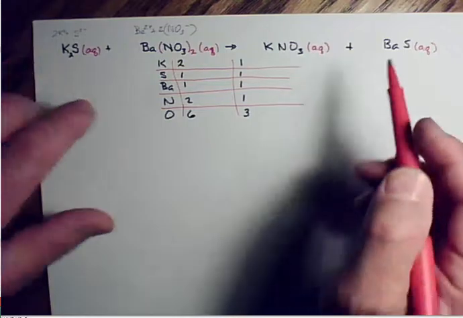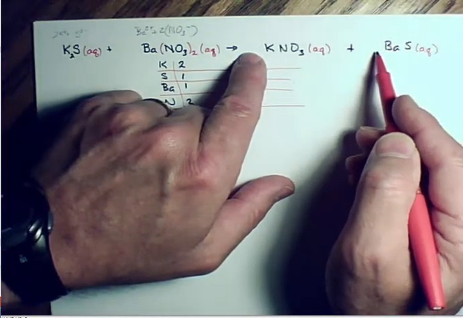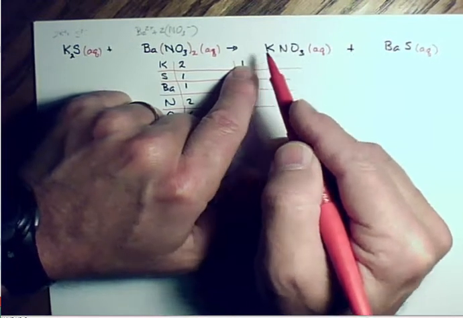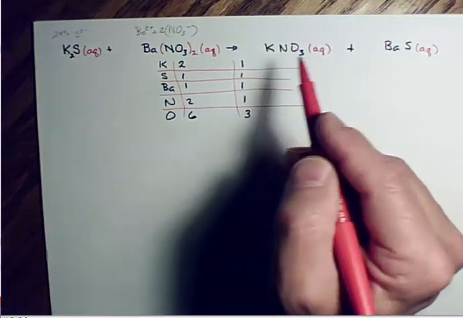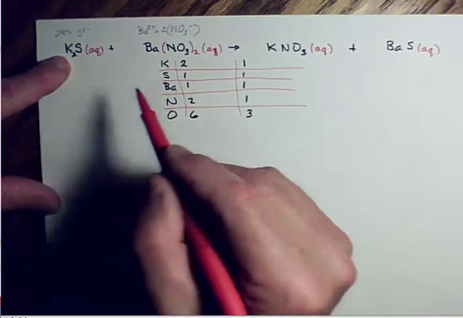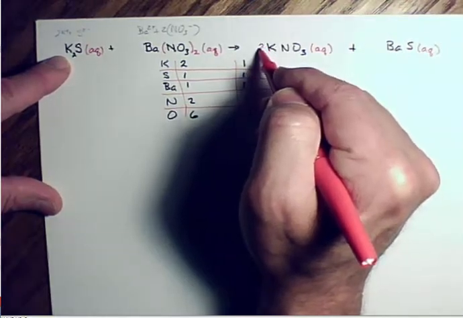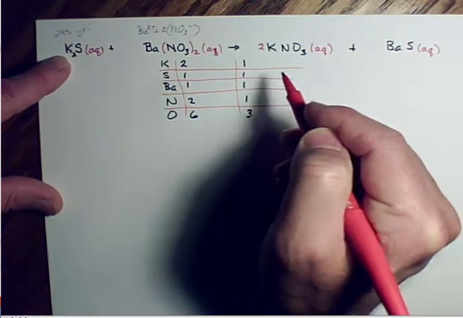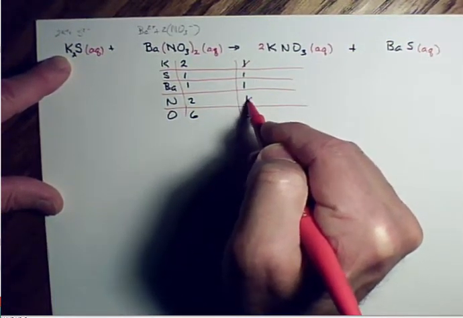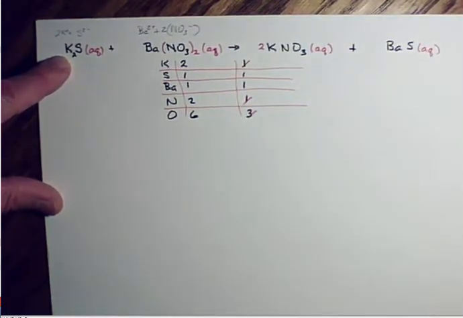So I'm going to use only coefficients. Once the formulas are balanced, we only use coefficients, that is numbers in front of the whole formula, to balance the equation. Since I have 2 potassiums on the left side, to get 2 on the right side, I'll put a coefficient of 2 in front of this chemical species. That's going to change the number of potassiums, nitrogens, and oxygens.